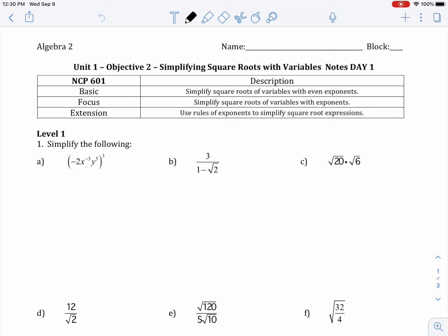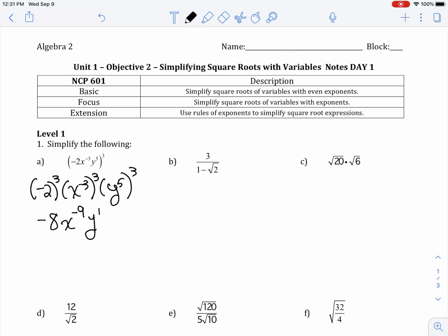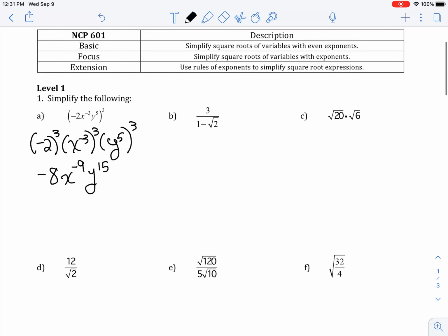We're using our rules of exponents, and so that means we're going to raise each part of that term to the third power. So that would be -2 to the third power, x to the -3 to the third power, y to the 5th to the third power. When we simplify, that's -8, x to the -9, y to the 15th. And then the second rule of exponents is any negative powers move to the denominator. So -8y to the 15th over x to the 9.